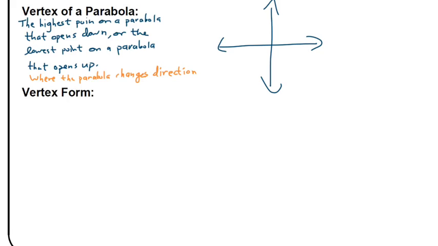For example, if I've got a graph that opens upwards like this, the vertex is right here. It's the lowest point on a graph that opens up. You can also think of it this way: the graph is decreasing, and then at that point the vertex is when it turns around, and now the graph is increasing.